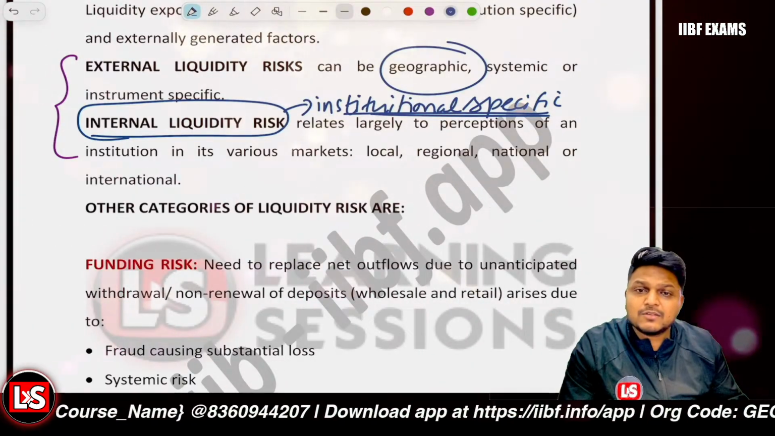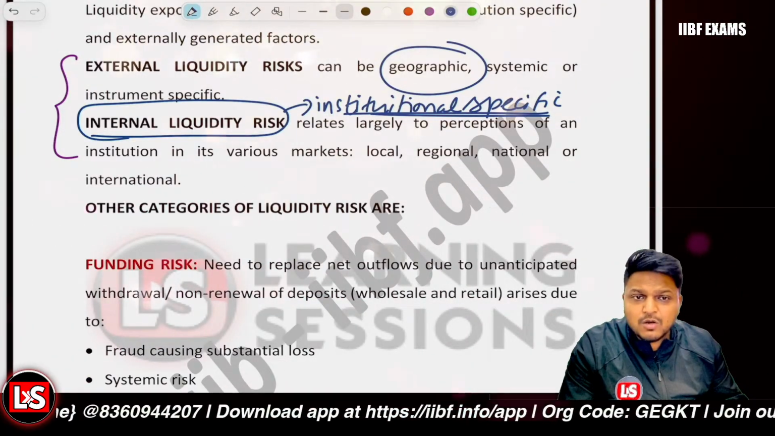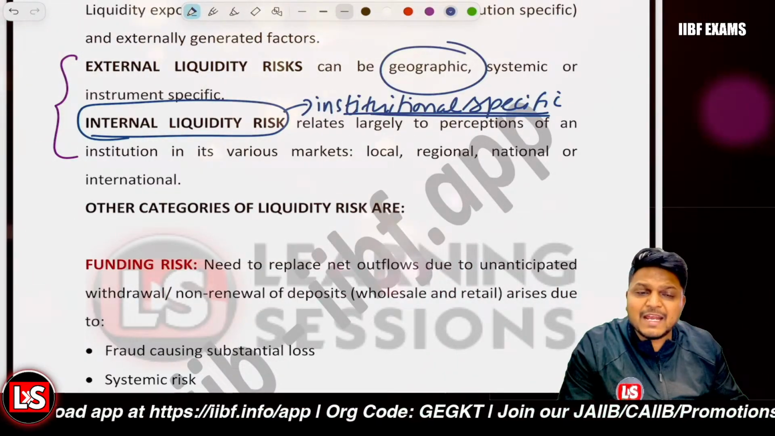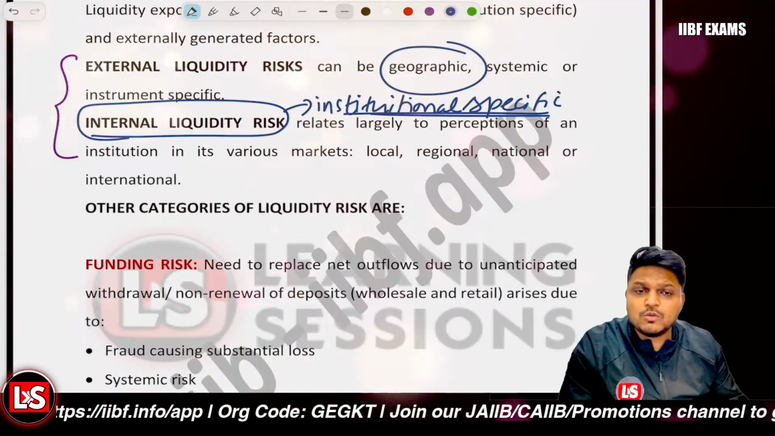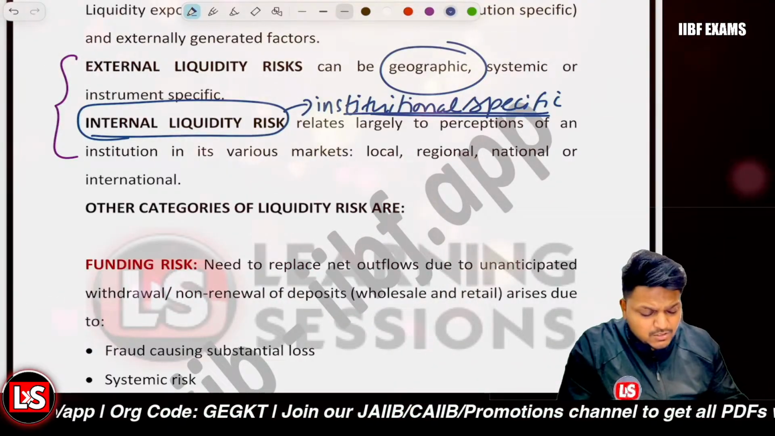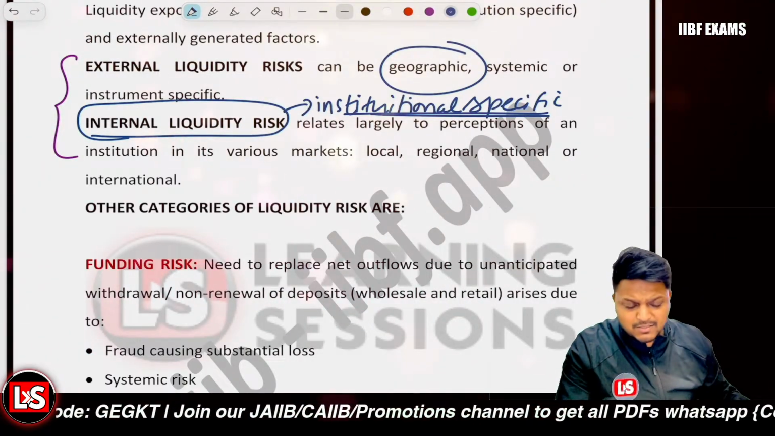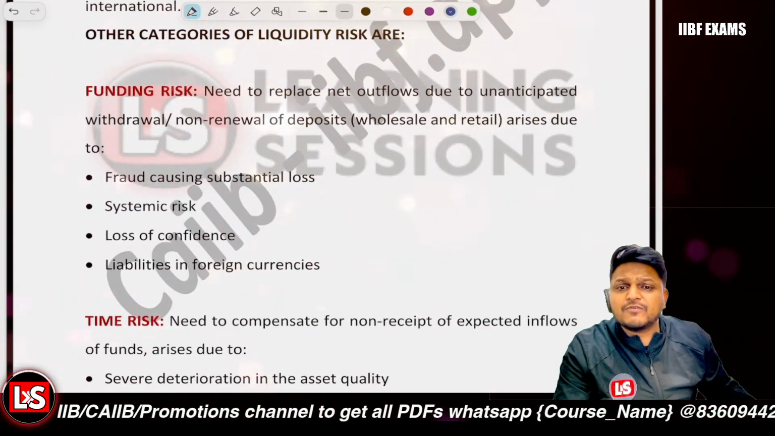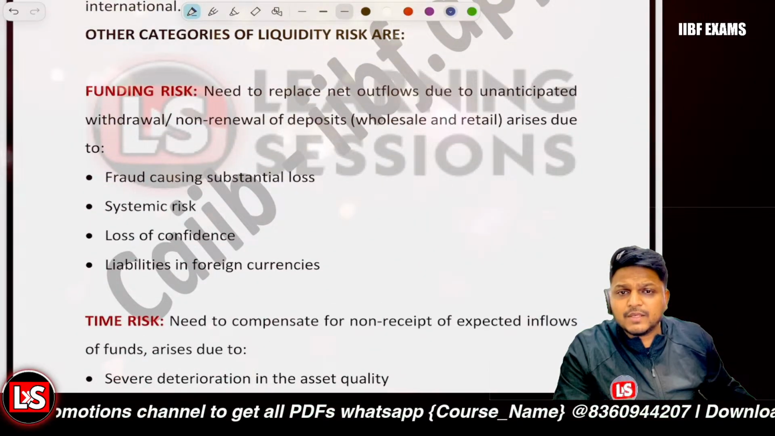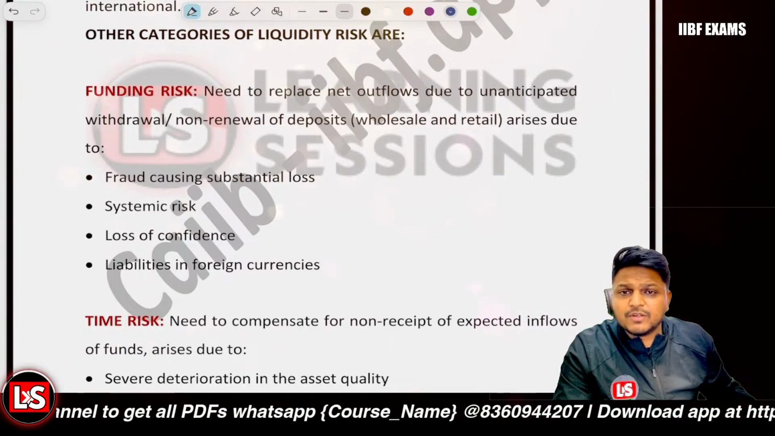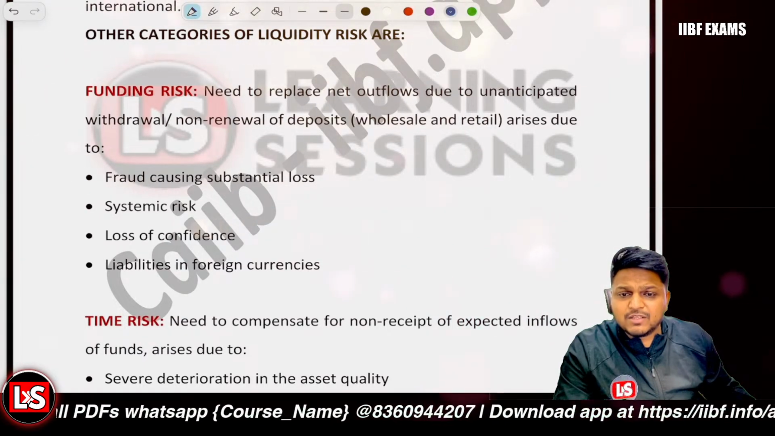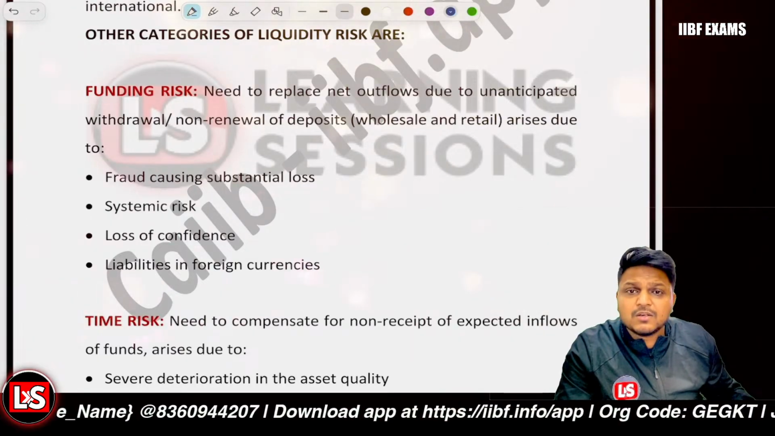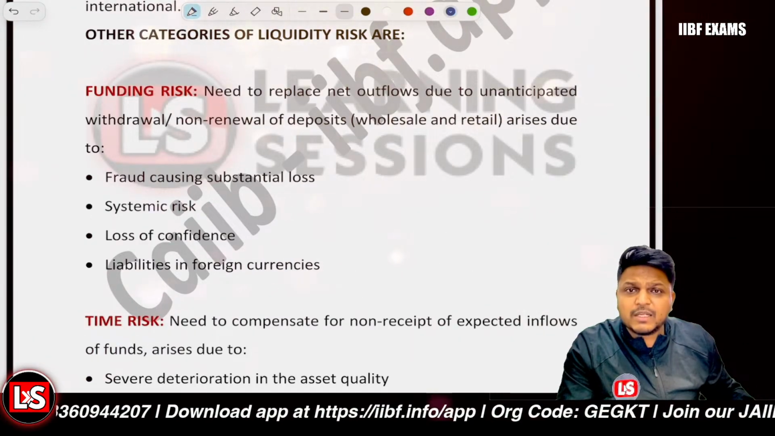Or it could be a short-term asset liability mismatch, or inefficient treasury operations, or let's say the NPAs have increased due to reduced cash inflows, right? That is a case related to it. And there are other categories of risks also, like funding risk, time risk, call risk. So these are also to be taken care of.